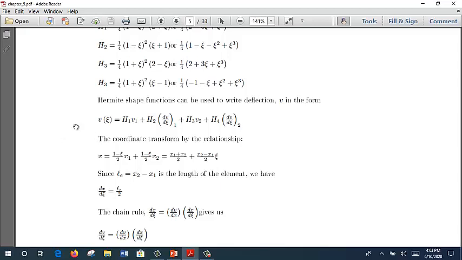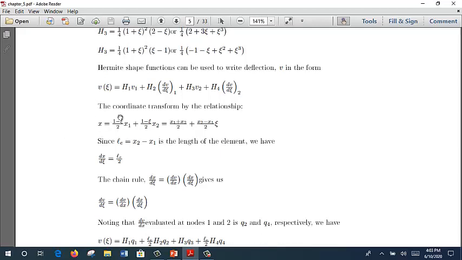And then they have some derivation on that. The coordinate transform is given by the relationship, so this is how they calculate for the x. And if you still remember, this equation is equal to x2 minus x1 divided by 2. Do you still remember? In order to get the length, it is x2 minus x1 squared plus y2 minus y1 squared, and then the square root, right?